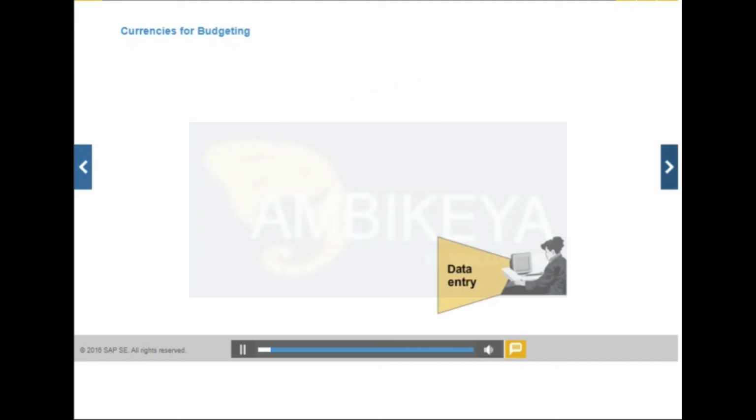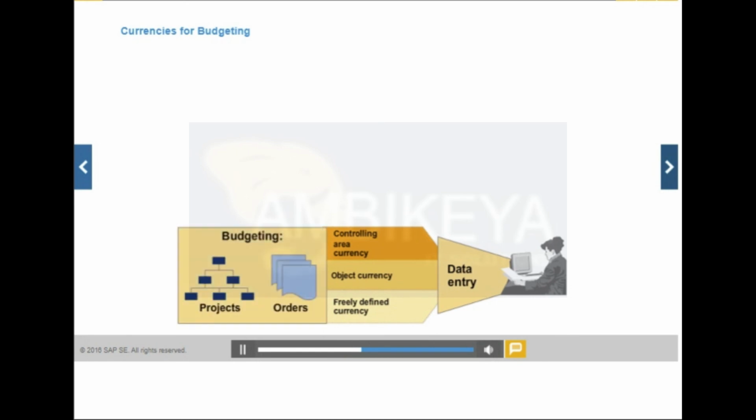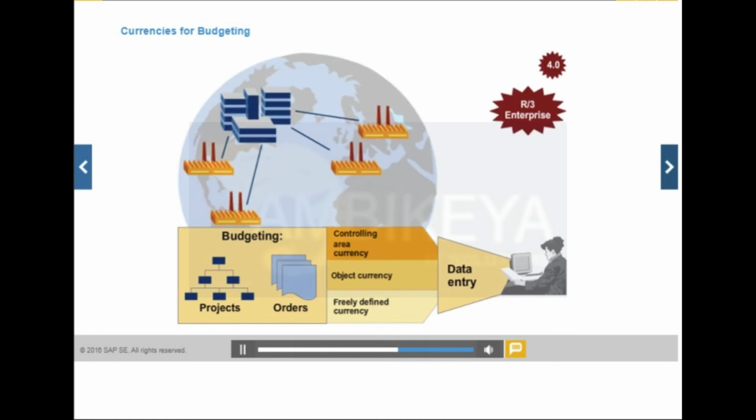If you choose budgeting in the controlling area currency, you can enter all budget items in the controlling area currency. If you choose budgeting in the object currency, you can enter the budget in this currency for each object. The object currency is stored in the master record of the object. If you choose budgeting in a freely definable currency, you can choose the currency for each budgeting transaction. All budget items are converted and saved automatically in the controlling area currency and the object currency.